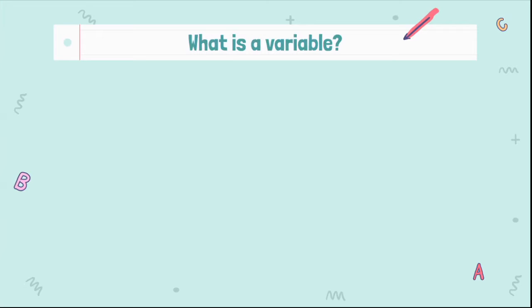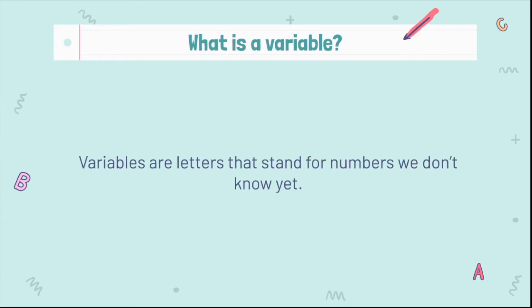What is a variable? This is an algebraic topic, and in algebra you commonly come across algebraic equations. And in those algebraic equations, sometimes you know all the numbers and sometimes you don't. The numbers that you don't know are represented by symbols called variables. The exact definition of a variable is a letter that stands for numbers that we don't know yet.